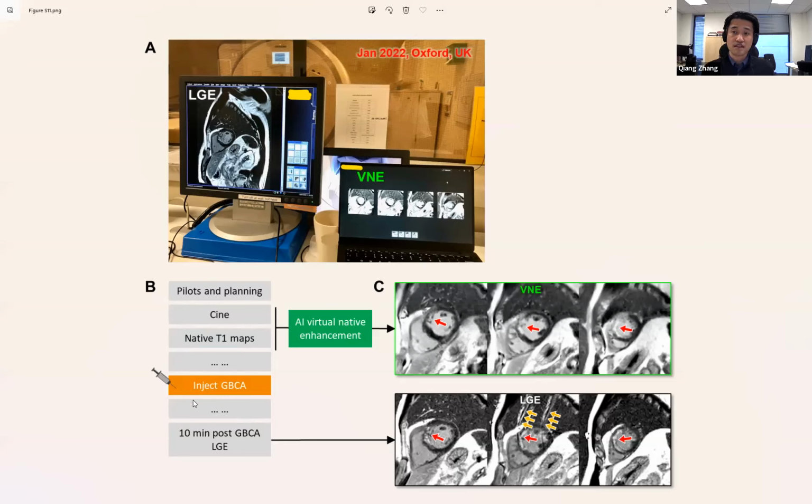Then the radiographers went ahead to inject the contrast agent, and 10 minutes later, they acquired the post-contrast conventional LGE images, as shown here. On the LGE images, it's confirmed there's a myocardial infarction scar in the LAD territory, and we can also notice that the new VE image actually has better contrast and image quality than the conventional LGE images.